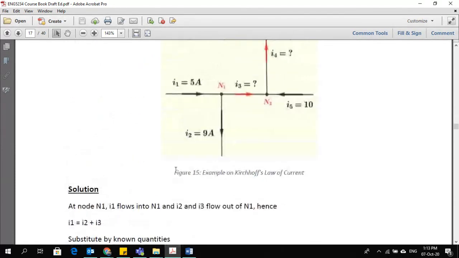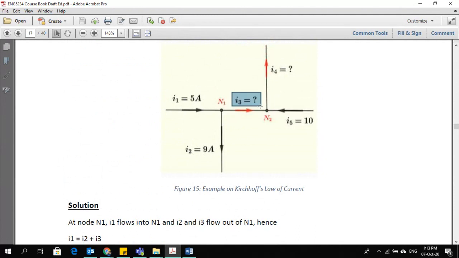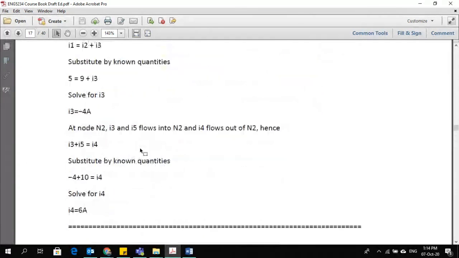Now, so far we found I3. We still have I4 to find. For that we can use this particular node N2. If you look at N2, you will see that two currents, I3 and I5, are entering the node and I4 is leaving the node.